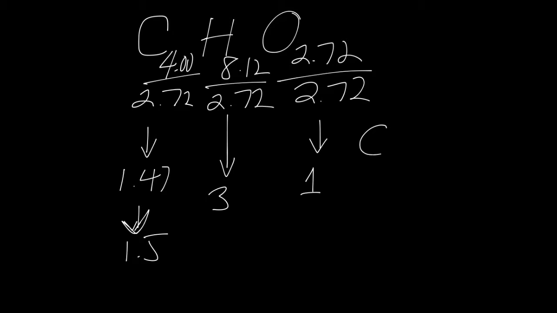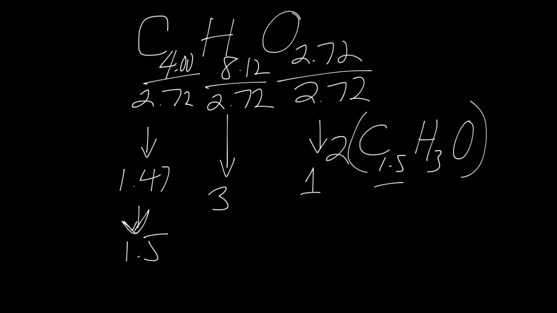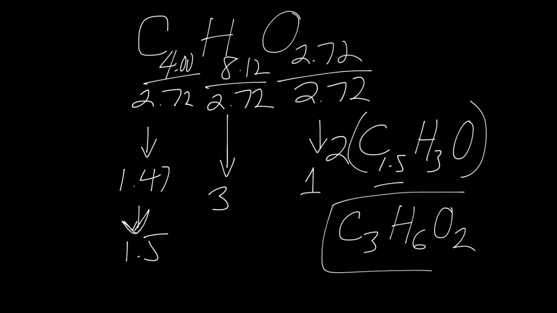So if we rewrote it, we would have C1.5H3O. But we don't have whole numbers. So the best way to get whole numbers when you have a 1.5 like this is to take the whole thing and multiply it by 2. That 2 distributes out to everybody, so the 2 goes to the 1.5, the 2 goes to the 3, and the 2 goes to the 1 that we don't usually write there. So we end up with C3H6O2. That is the empirical formula, which I'll just put EF for that. That is the lowest whole number ratio for this substance.